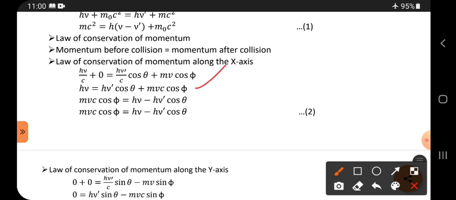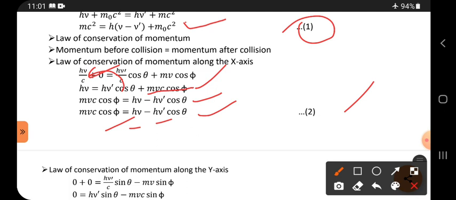Okay, from here, keep mvc cos phi on one side and bring this side. Now take outside common or keep it like this only. So mvc cos phi is equal to h nu minus h nu dash cos theta. Let it be equation 2, and this one for energy is equation 1. In the last we use this equation.